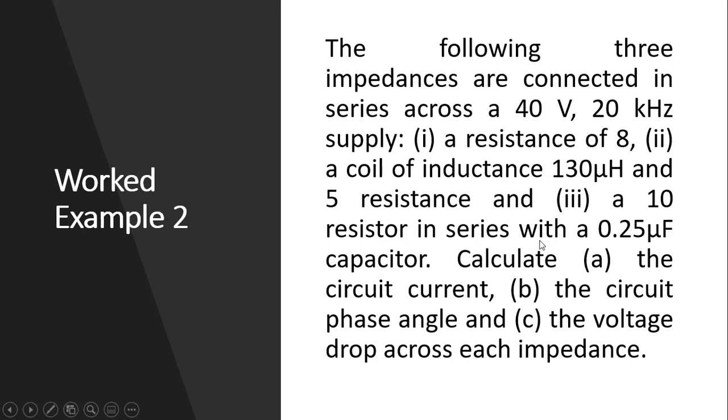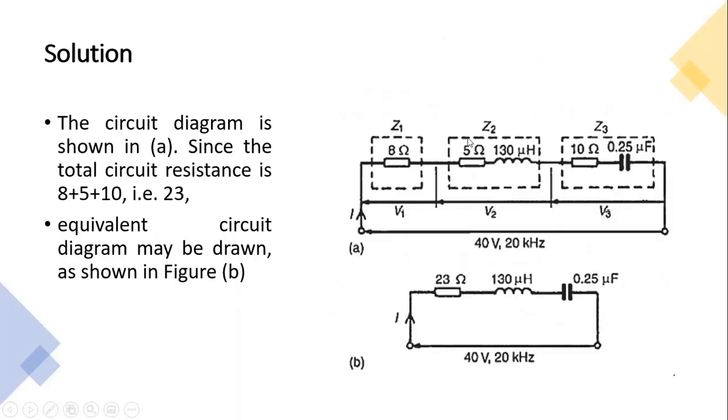Let's proceed. This is the equivalent diagram. I will go through the circuit diagram and call the questions again. The question said the following three impedances are connected in series to a 40 volt 20 kilohertz supply. So if you look at it, this is 40 volt and this 20 kilohertz supply. So this is the supply across these three elements.